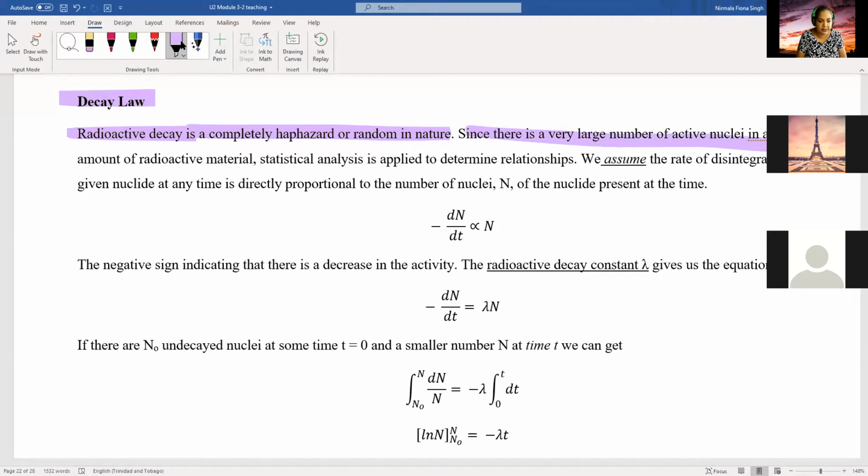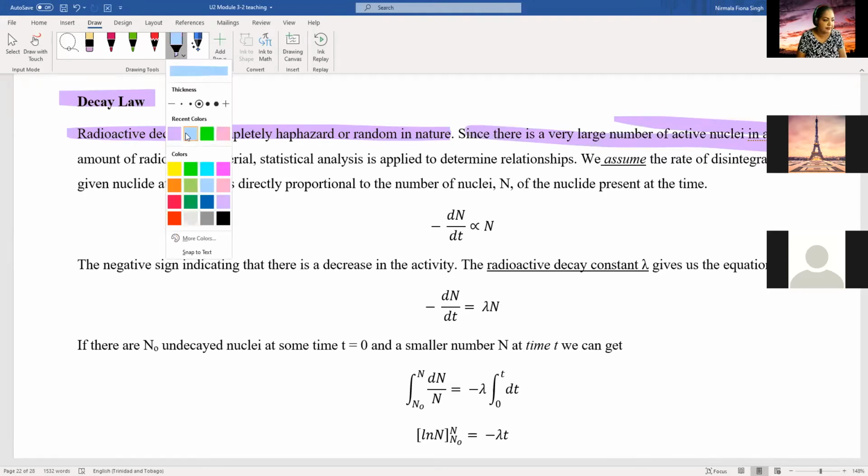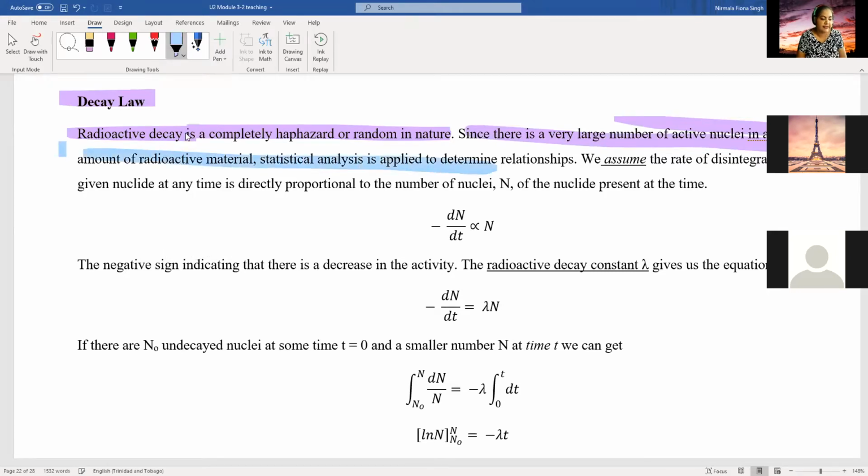Since there is a large number of active nuclei in a given amount of radioactive material, statistical analysis is applied to determine the relationship. Because it's haphazard, this very second a sample could give off 500 disintegrations, next second 395, next second 700. So they use statistics to level off that up and down value to give us an average number.